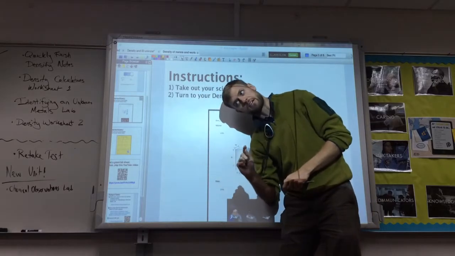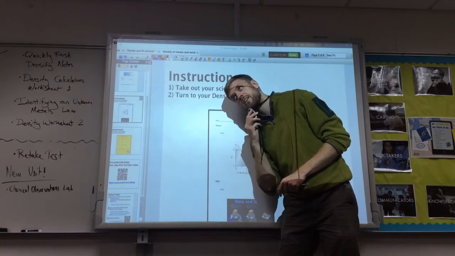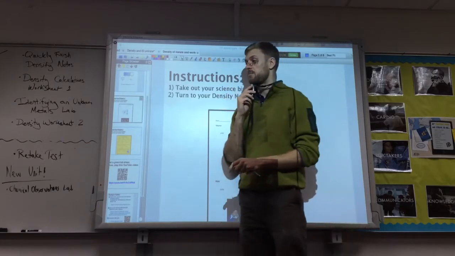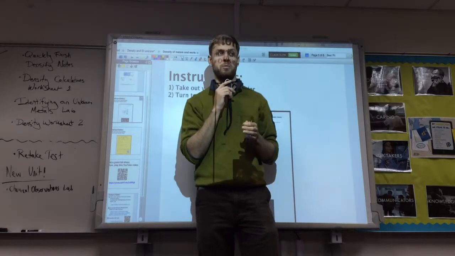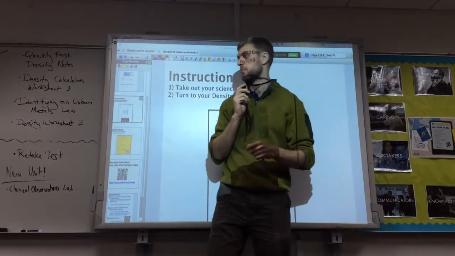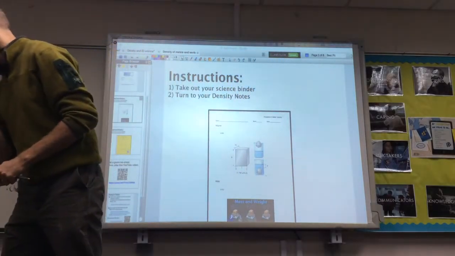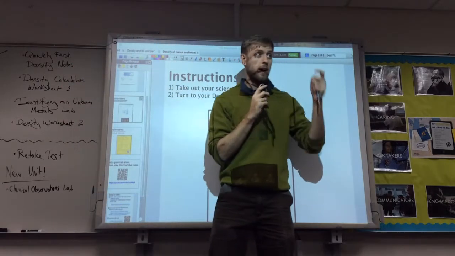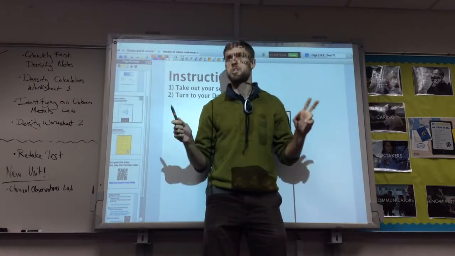The point is not to get the right answer though. The point is to know how to do it. And then the blue sheet is a little bit more difficult. If you want to work on it with a partner on that one, you totally can. Watch out on the blue sheet. There are some trick questions in there. You got to think. Any questions on what we're doing?